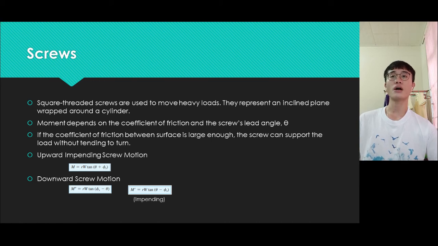The first one is outward impending screw motion. The second and third ones are about downward screw motion. For the second one, if the phi angle is larger than the theta angle, we will use the second equation, while for the third one, where the theta angle is bigger than the phi angle, which is the condition of downward impending screw motion, we will use the third equation to calculate.